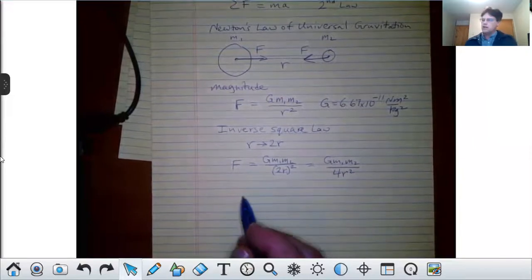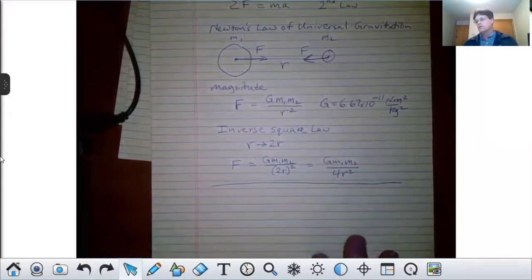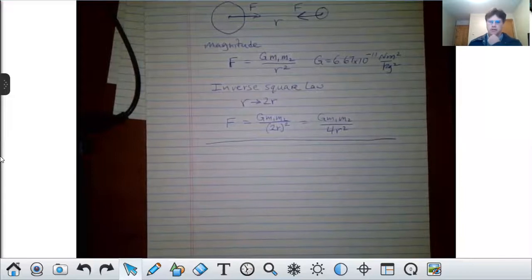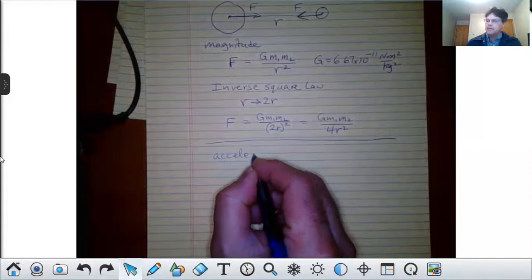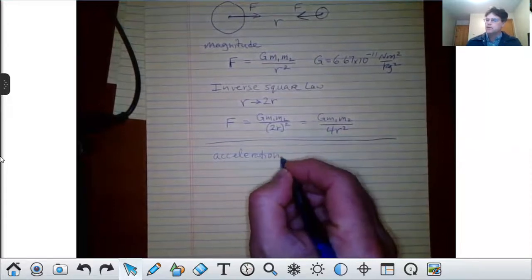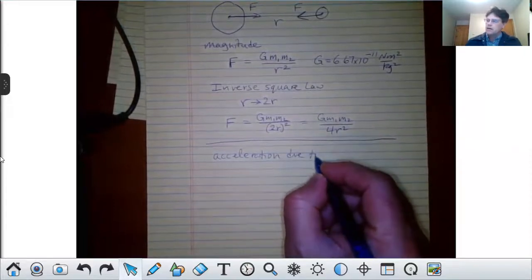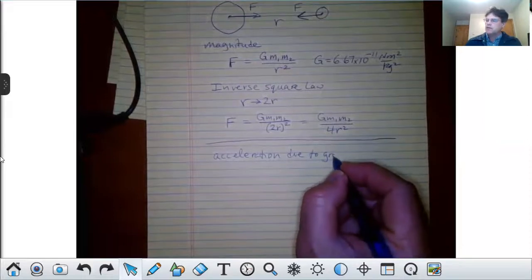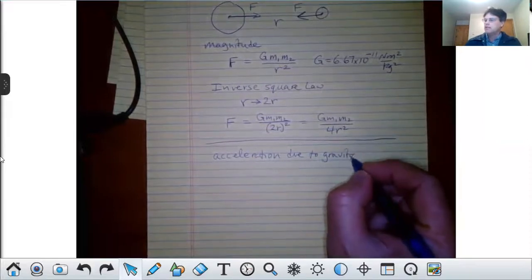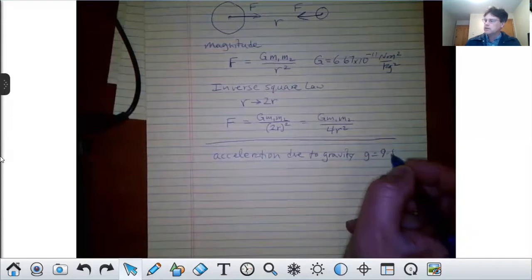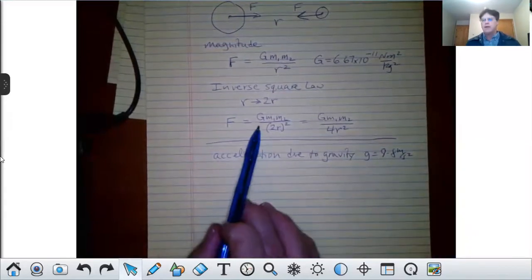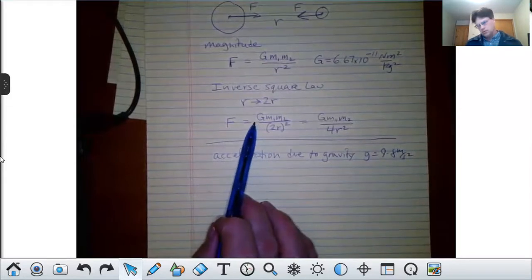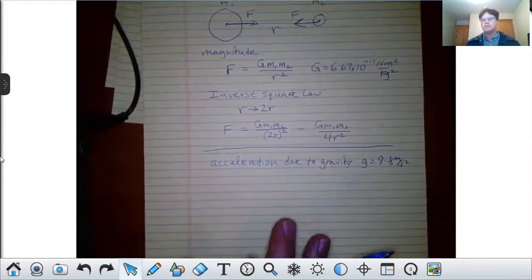Now, one last thing I do want to point out here, we did have a g that we used last term, right? We talked about acceleration due to gravity, and we used a little g for that. And we always used g is equal to 9.8 meters per second squared. So how does that relate to the capital G, or to Newton's law of universal gravitation?